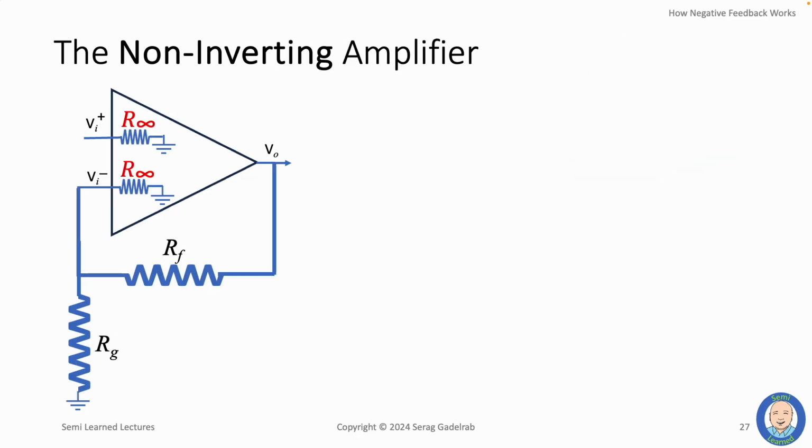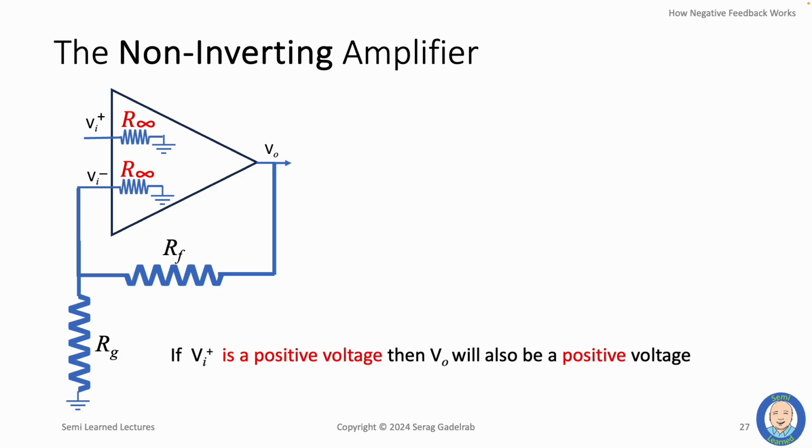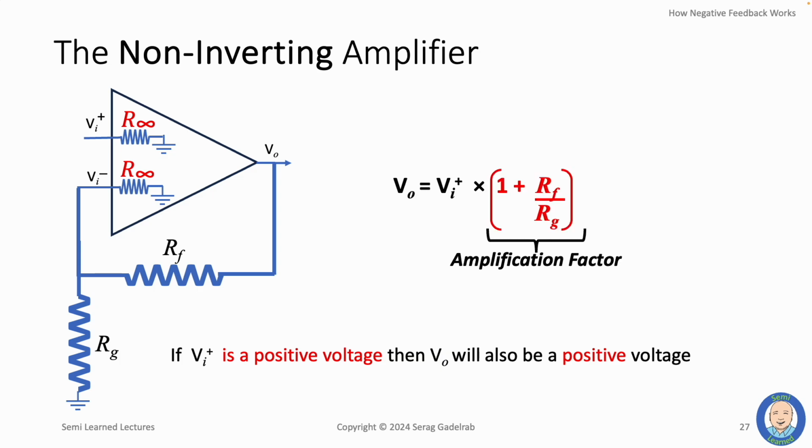The amplifying op-amp configuration we just created is called the non-inverting amplifier. Not only does it amplify, it also does not invert the polarity of the input. This means that if we place a positive voltage on the positive input terminal, then the resulting output voltage will be an amplified voltage that is also a positive voltage. We can see this from the equation that describes the input-output relationship. The amplification factor is always positive, and so the output voltage will have the same polarity as the input voltage.